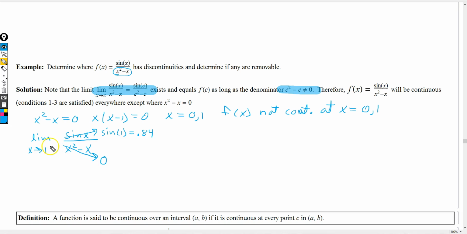So the top is approaching a non-zero number. The denominator is approaching 0. This limit is going to DNE. Has no hope of existing. Okay. So x equals 1, that is a non-removable discontinuity. Alright, well, let's take a look at 0, see what's happening there.